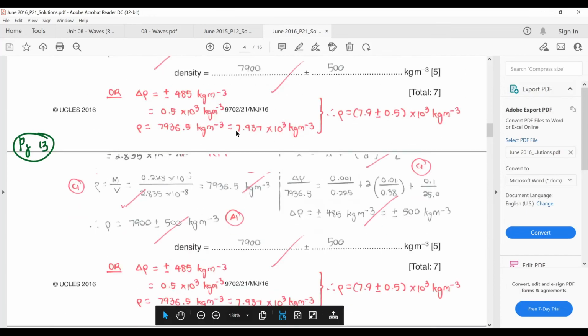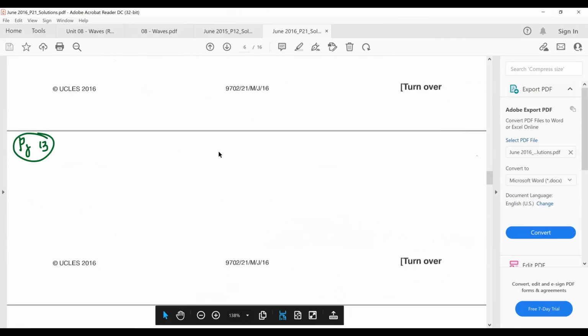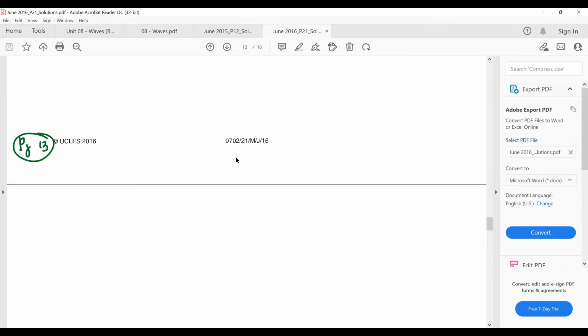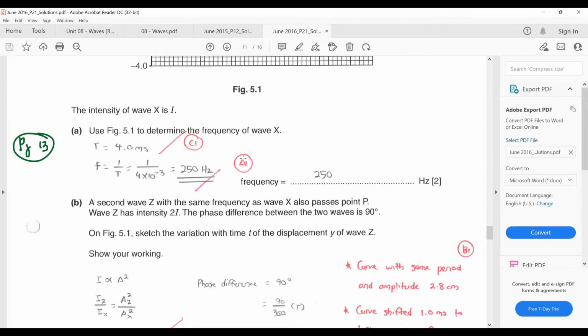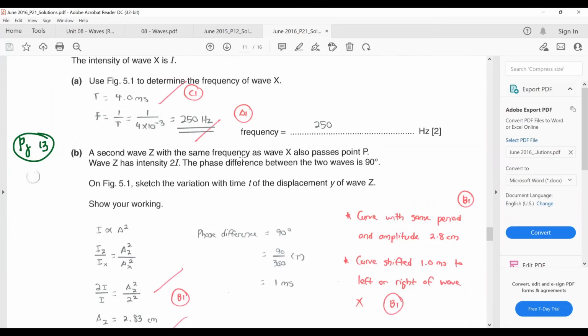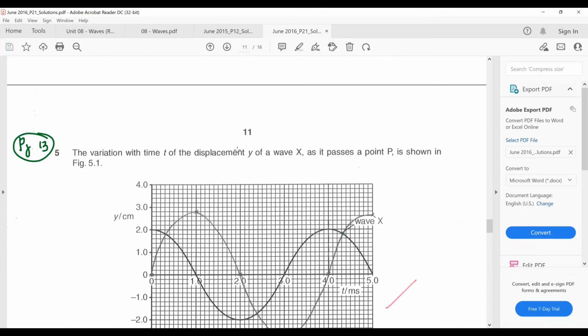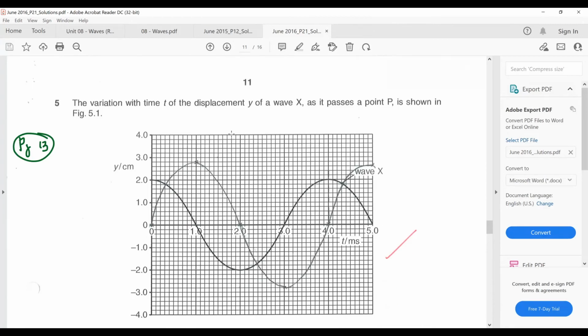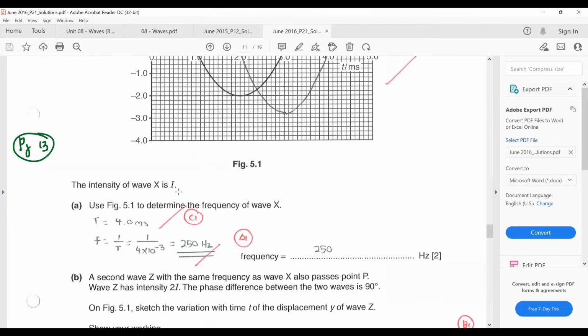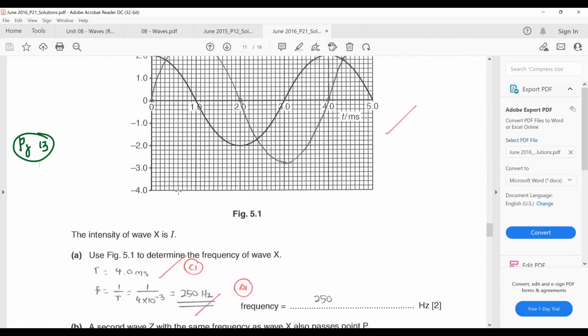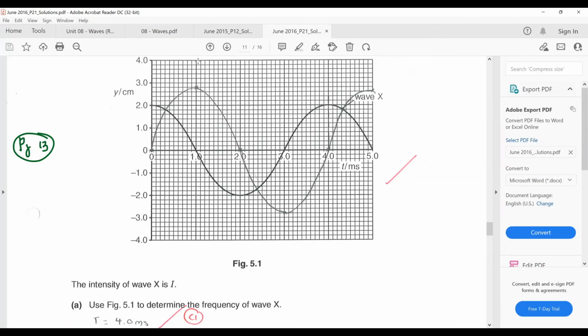So what the question said here is about intensity again. Now the variation with time t of the displacement y of wave x as it passes point P is as shown. The intensity of wave x is I. Use the figure to determine the frequency of wave x. So whatever you have there, wave x was basically this one here.